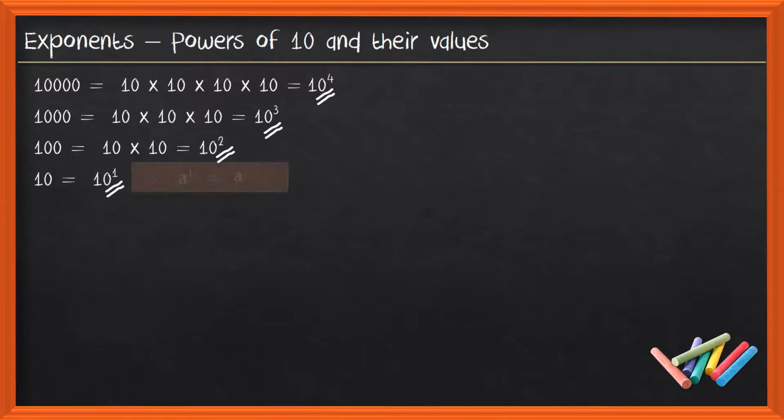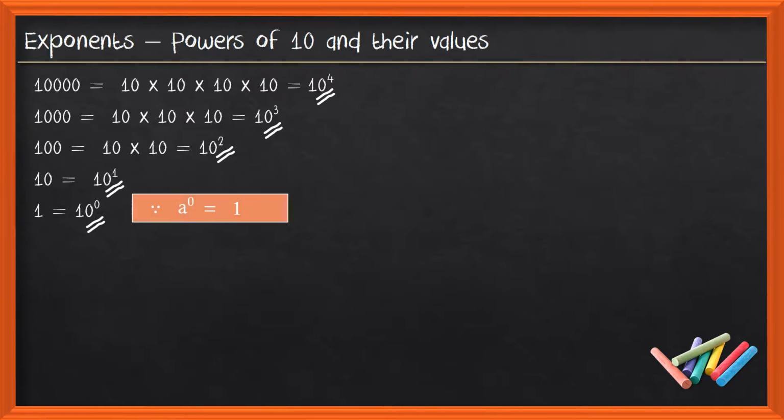We have already seen the property a to the power of 1 is equal to a. That is, any number raised to the power of 1 is equal to the number itself. And 1 is equal to 10 to the power of 0. This is based on the property a to the power of 0 is equal to 1. That is, any number raised to the power of 0 is equal to 1.